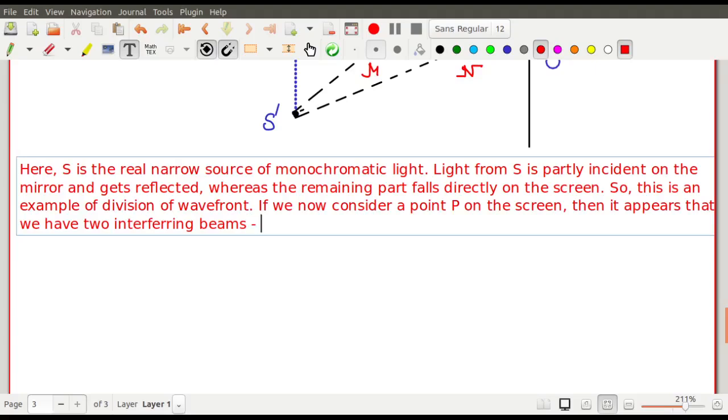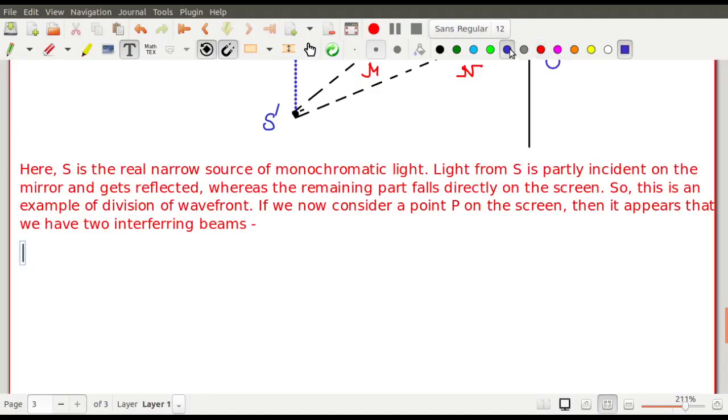So what are the two interfering beams? Let me write it in the next paragraph. So what are those two interfering beams? The two interfering beams are, number A, directly from S, going directly from the source, and number B is after reflection, the other from S dash, right?